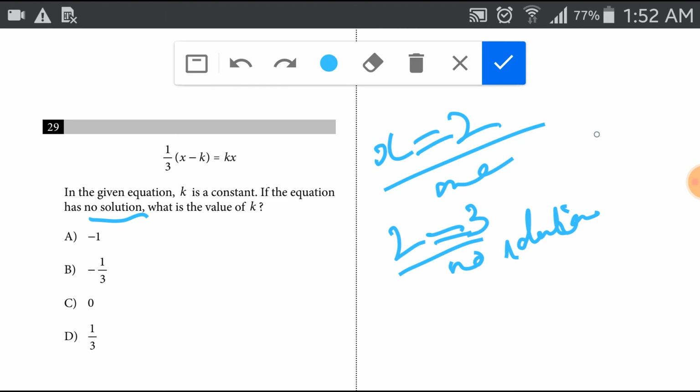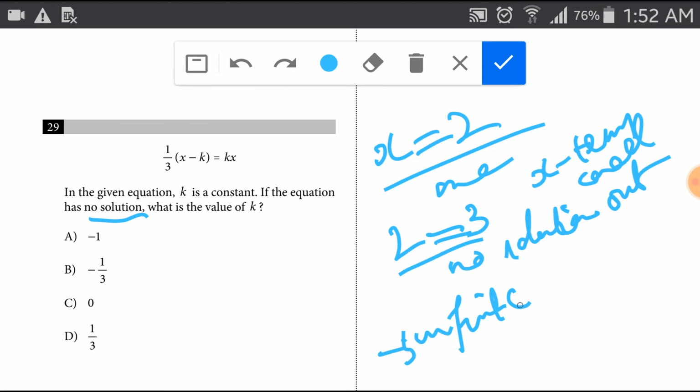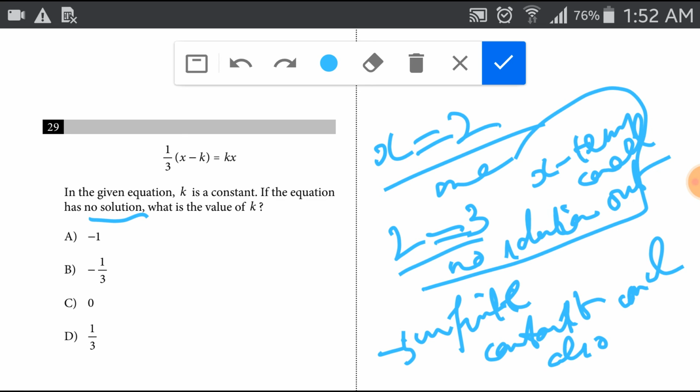So when is there no solutions? When the x terms cancel out. There's the third case as well, when there's infinite solutions. In that case, when there's an infinite number of solutions, the constant terms also cancel out. So in the infinite case, the x terms and the constant terms both cancel. But right now, to solve this question, we just need the fact that the x terms will cancel out. So in order for the x terms to cancel out, this k has to be 1 over 3.